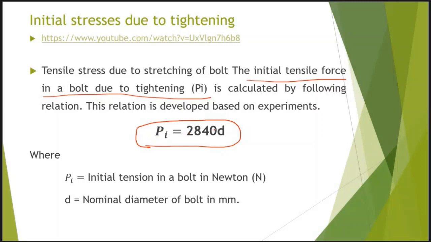Pi is equal to 2840D, where D is the nominal diameter of the bolt in mm, and Pi is the initial tension in the bolt in Newton. So Pi is the initial tightening load that is acting on that bolt. Due to the initial tightening force, there will be initial tightening stress.